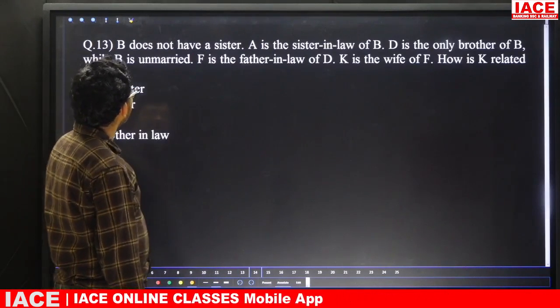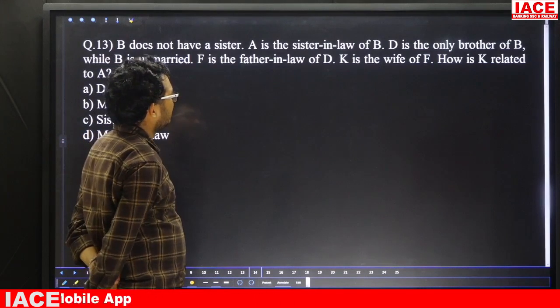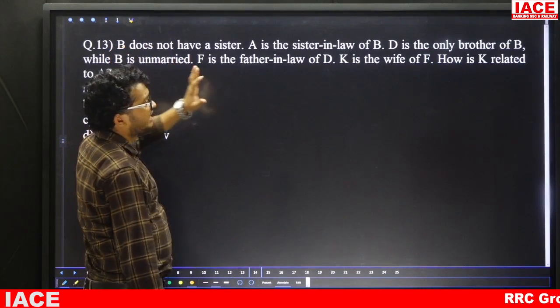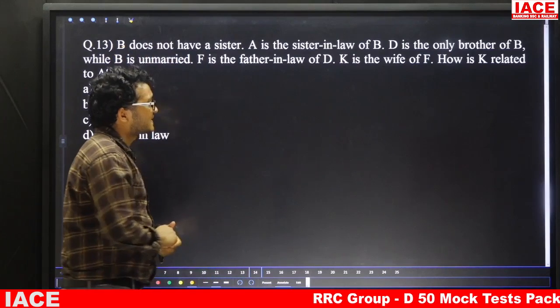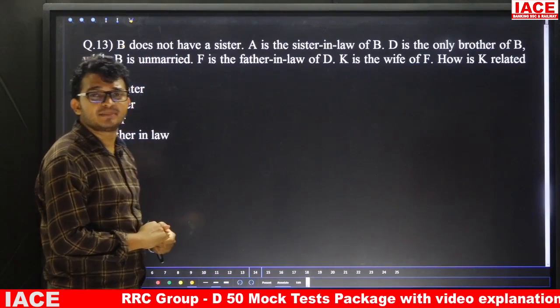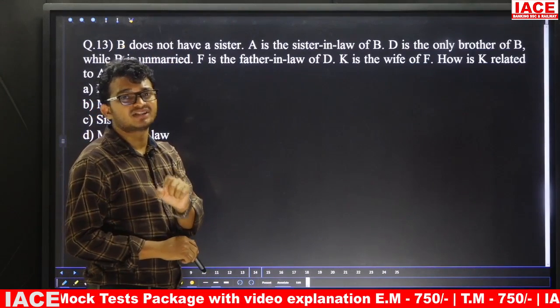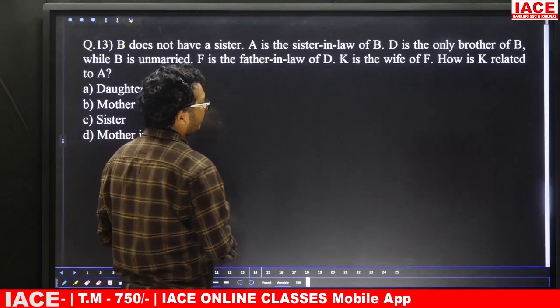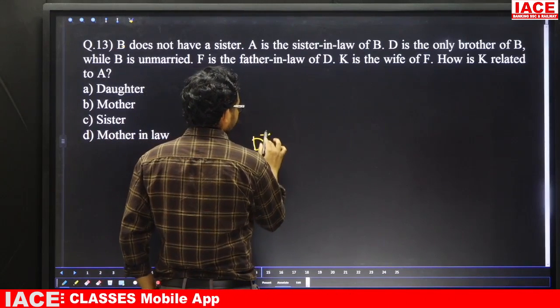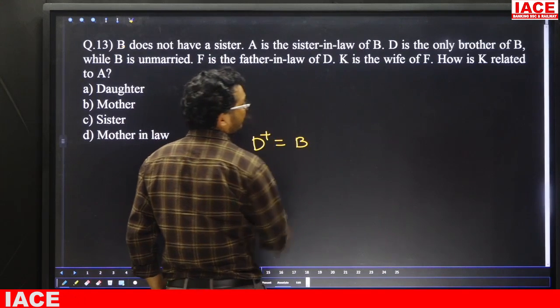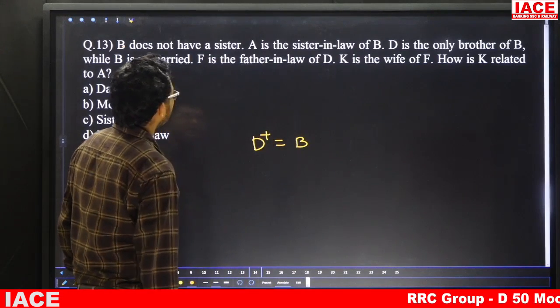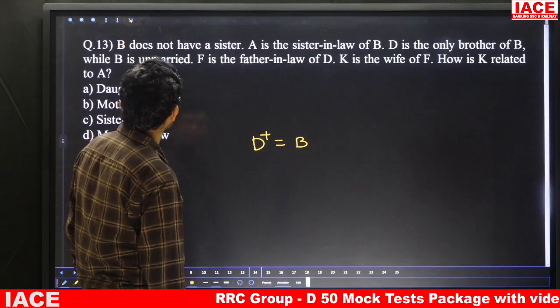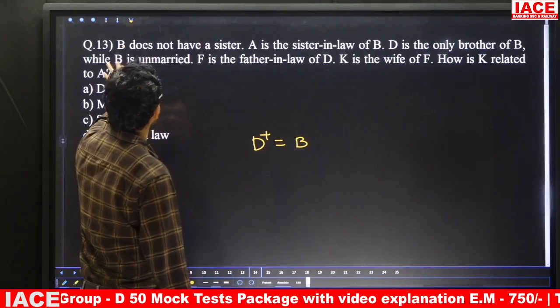Question number 13. B does not have a sister. Leave it. A is the sister-in-law of B. Sister-in-law means what? Spouse's sister, otherwise brother's wife. Leave it. D is the only brother of B. Next point: B is unmarried.